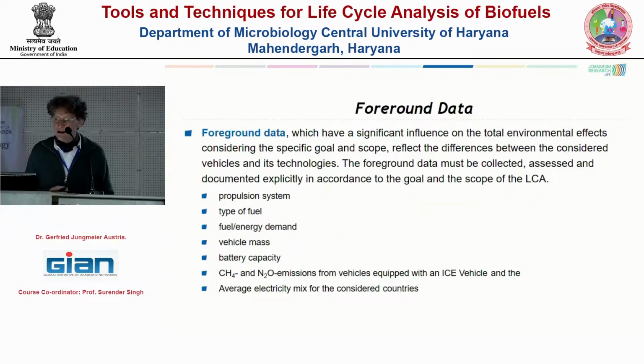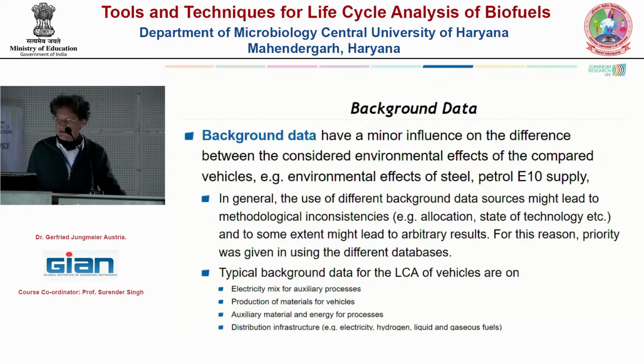Here's an example of typical foreground data. If you look on a vehicle system, it's the type of fuel, it's the vehicle mass. So if you look on a vehicle, you have to describe the vehicle properly, and this is the example for the foreground data, and this is the one example for the background data, which you normally take from different databases. I will show you tomorrow the available databases, which are relatively easy to get access to.